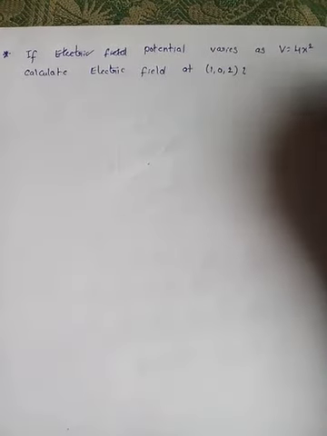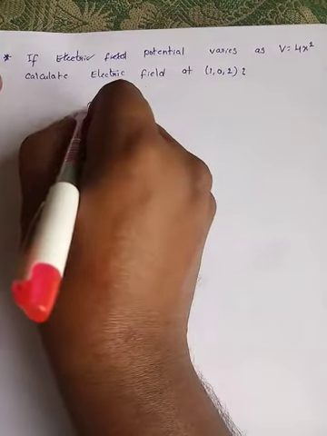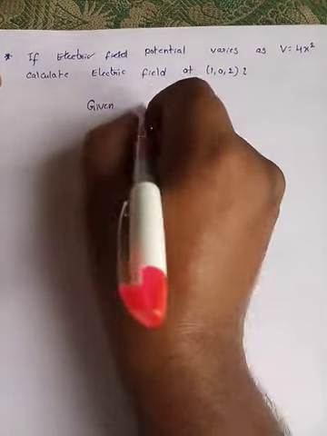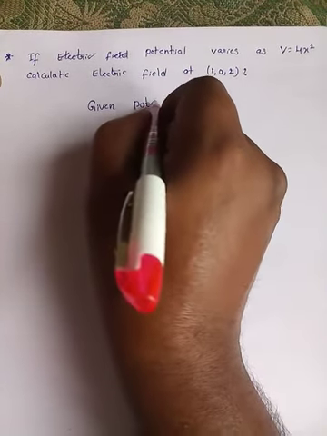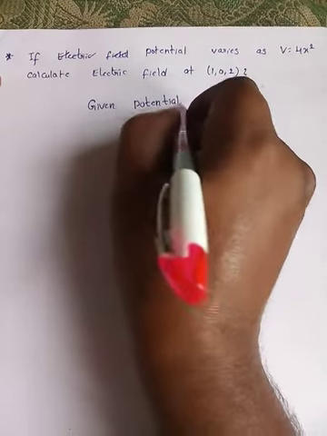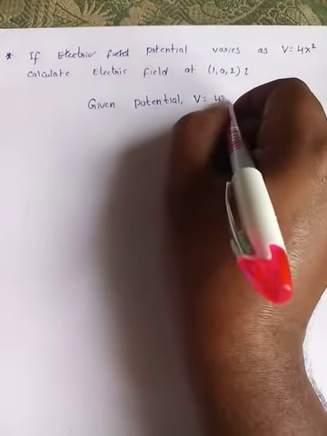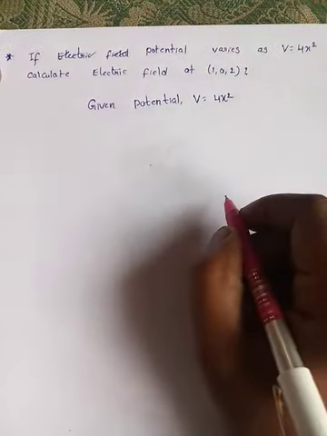So this question is important for 2 marks or 3 marks. See that if potential varies as V equals 4x square, calculate the electric field at 1, 0 and 2. So what is given? Given potential V equals 4x square.